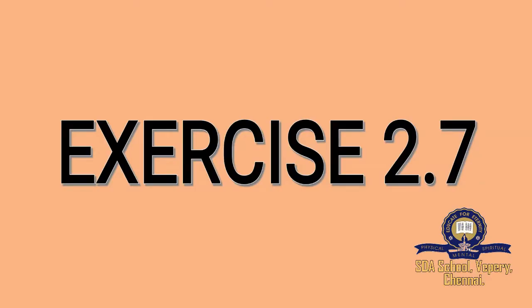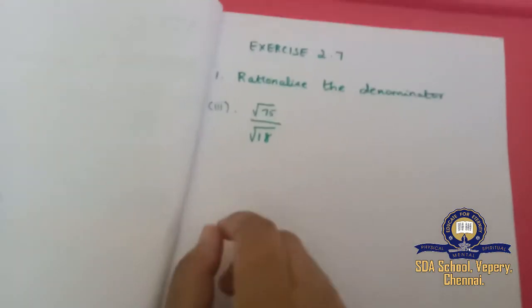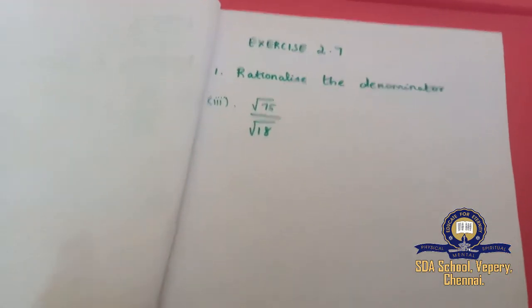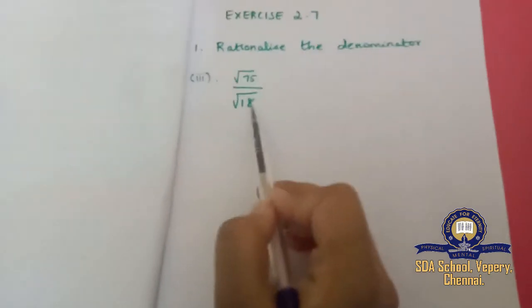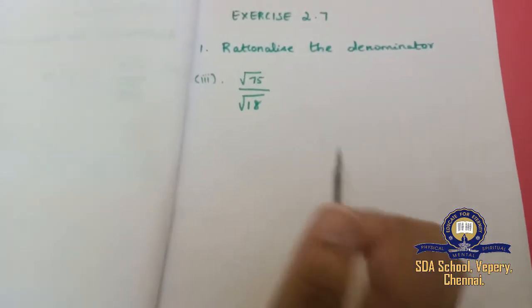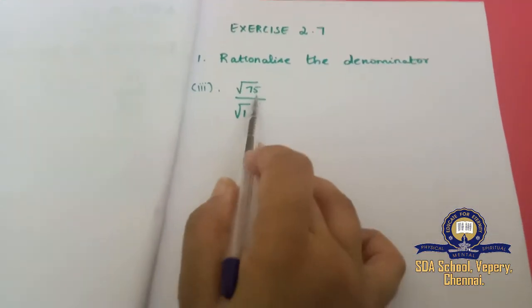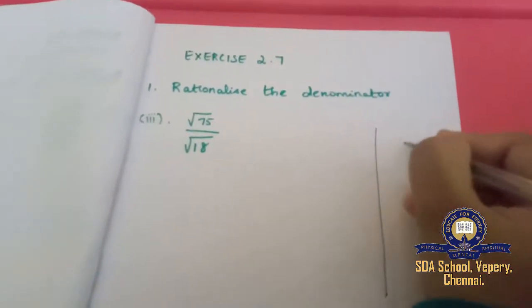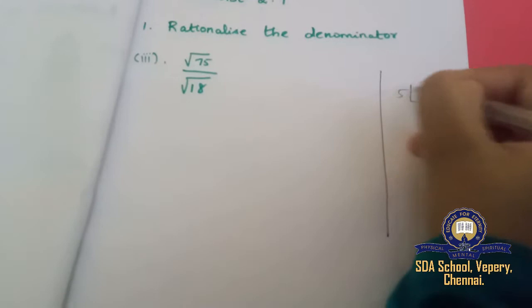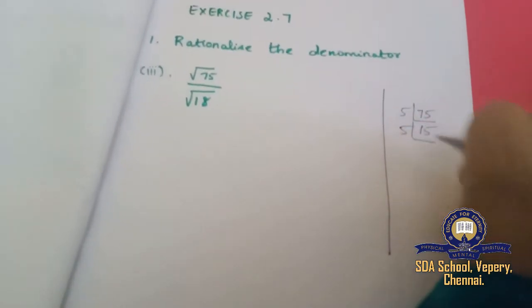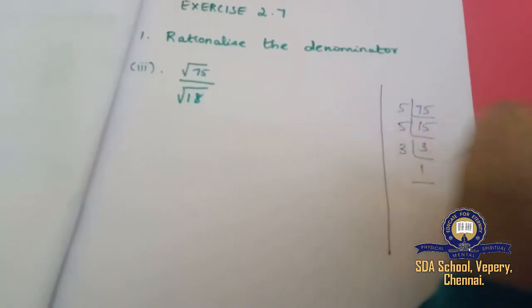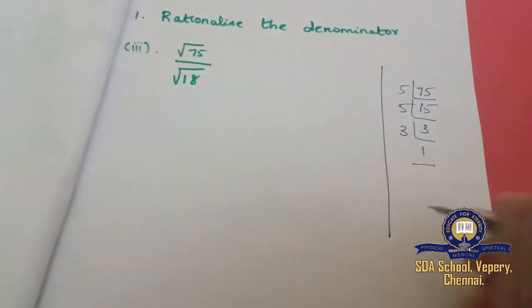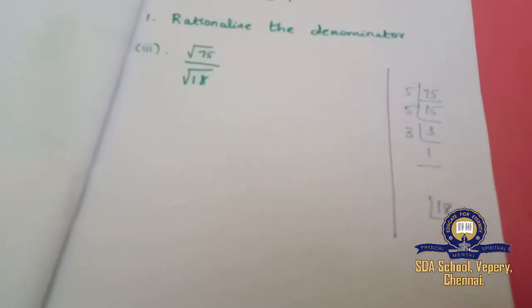Now let's move on to exercise 2.7. Question number 1. Rationalize the denominator. Subdivision 3. Root 75 divided by root 18. This is given to you. Step 1 would be, first of all, I will factorize this 75 using the prime factorization method. 5 threes are 15, 5 times 3 is 5, 3 times 1 is 3. Done. Then similarly 18, in prime factors only, prime numbers only I will do.